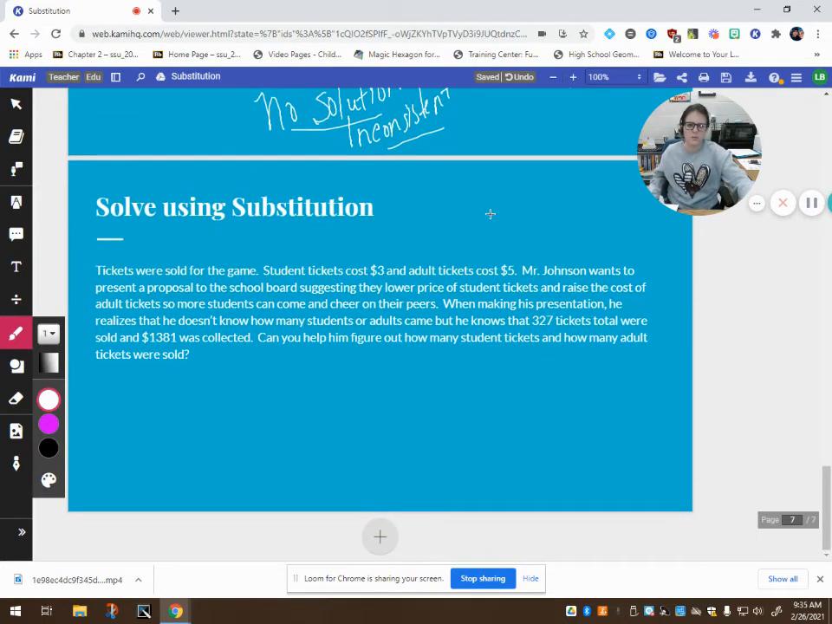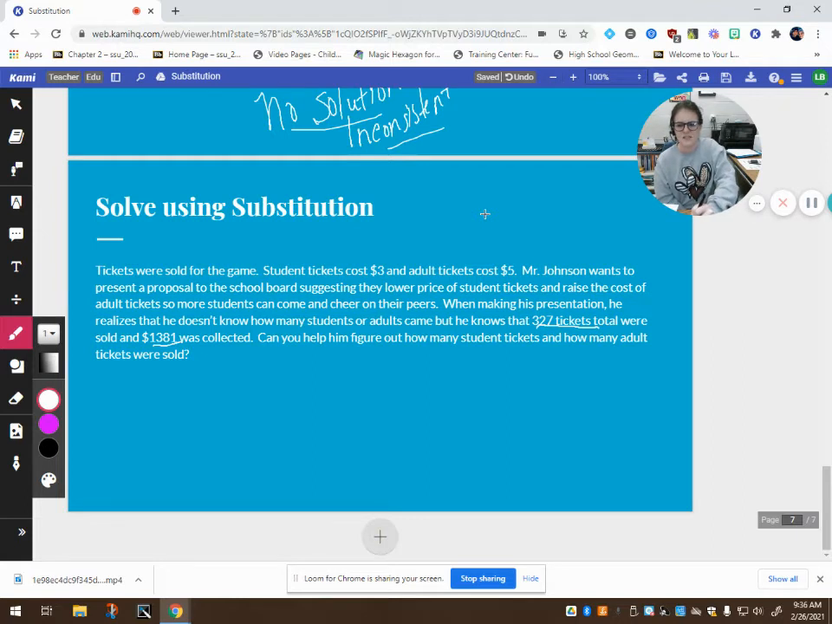And I'd like to do one more word problem. Says tickets were sold for the game. Student tickets cost $3. Adult tickets cost $5. Mr. Johnson wants to present a proposal to the school board suggesting they lower the price of student tickets and raise the cost of adult tickets so more students can come and cheer on their peers. Says when making his presentation, he realizes he doesn't know how many students or adults came, but he knows that 327 tickets were sold and that $1,381 was collected. Can you help him figure out how many student tickets and how many adult tickets were sold?